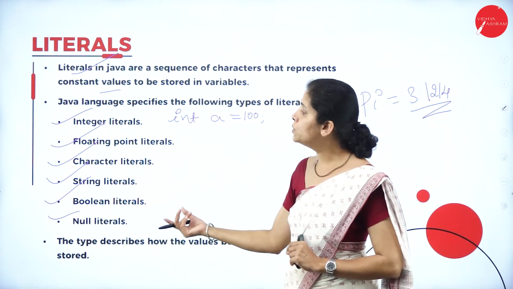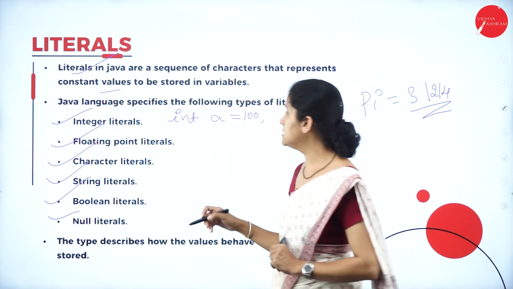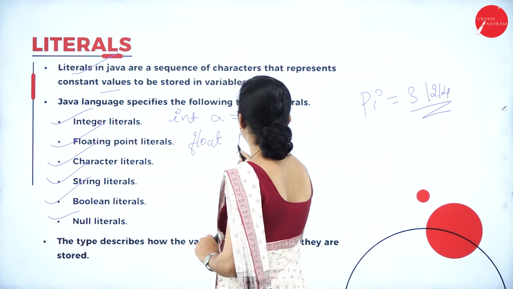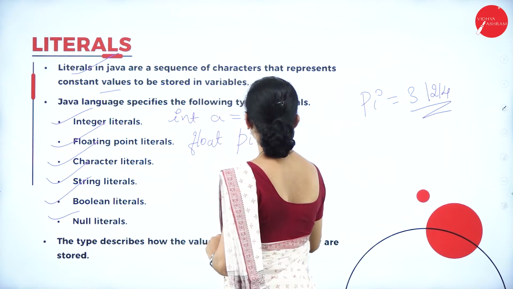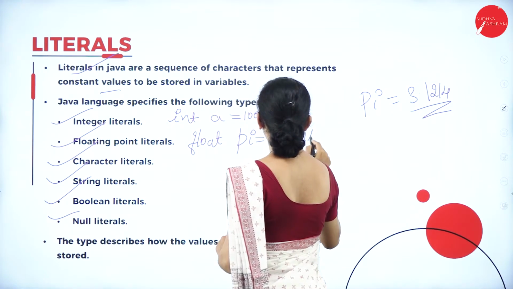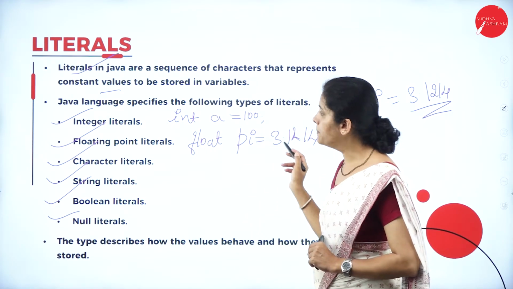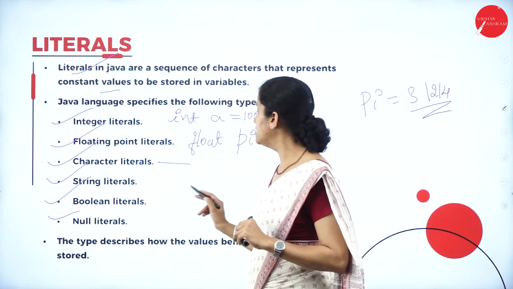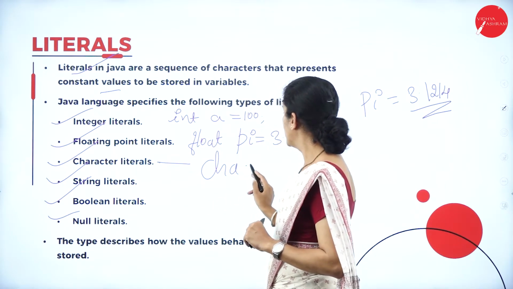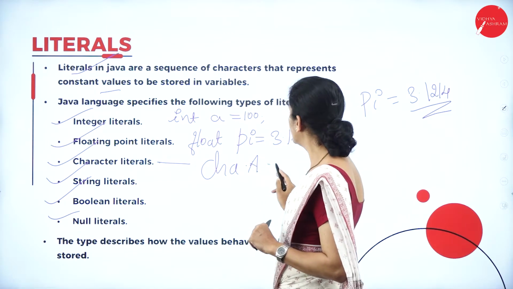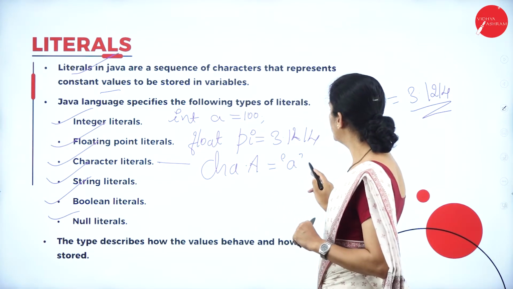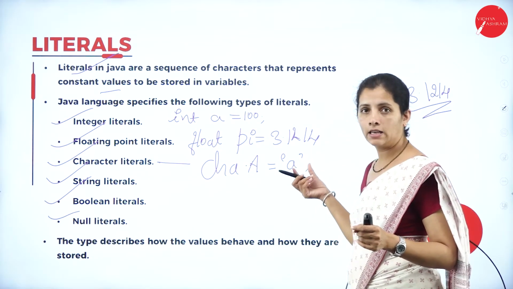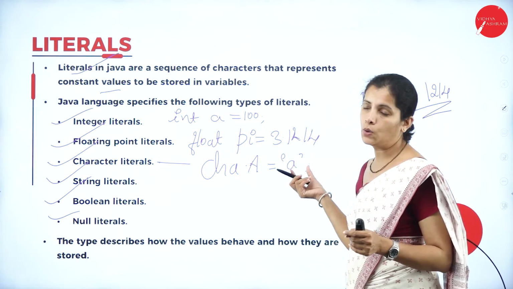Now if I want to create floating point literals, then I'm going to use float pi equal to 3.1214. So this is my floating point literal. Now I want to define a character literal, then char a equal to small letter a. To indicate it is a character, I write that character within single quotes.